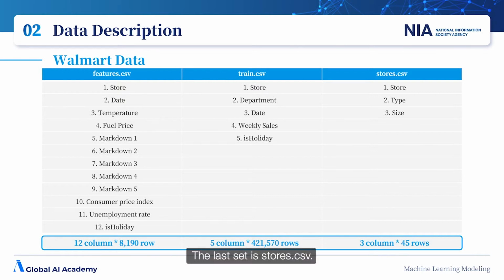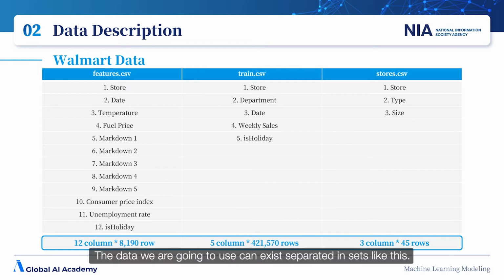The last set is stores.csv. This one is very simple. Its first column shows which store location it was. The next one is the type of the store. The last one shows the size of the store. Since there are 45 stores, the stores.csv file consists of 3 columns and 45 rows. It's a very simple data. The data we are going to use can exist separated in sets like this.